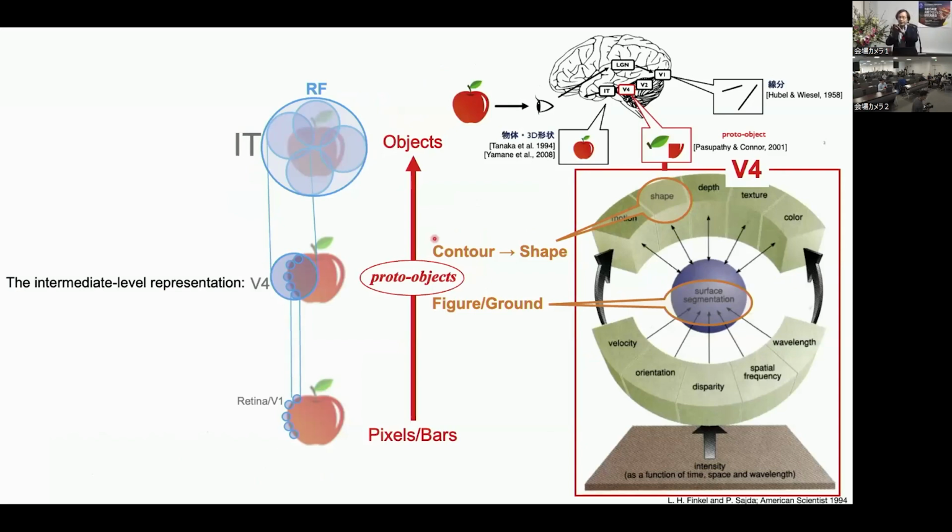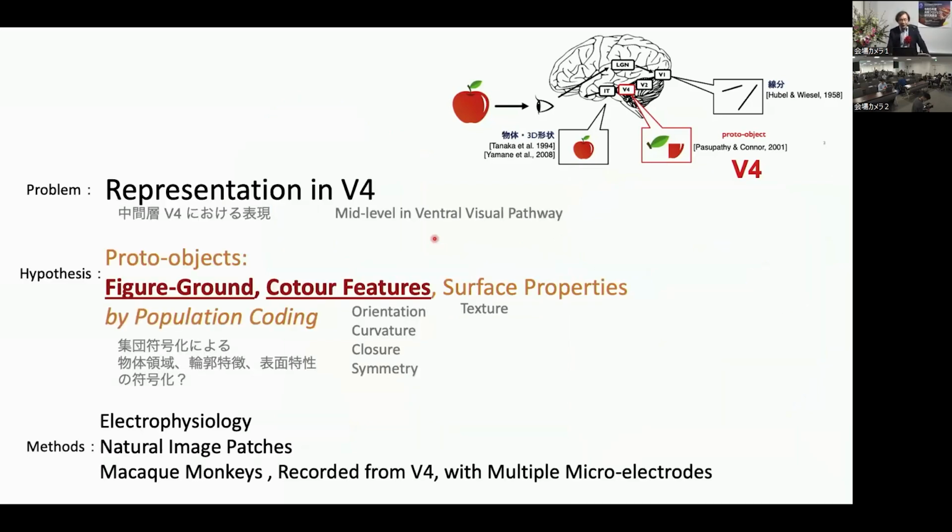And then by pooling the things within this figure, in other words, the property of the object within this region, we can construct the representation of an object. So the point is the figure ground. So today I'd like to talk about this representation in the V4, focusing on the figure ground and contour features.